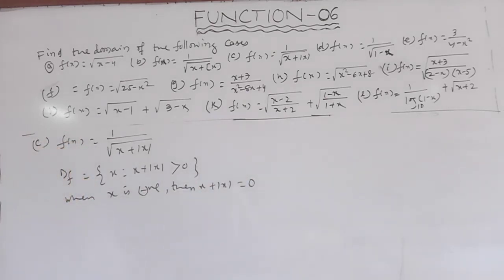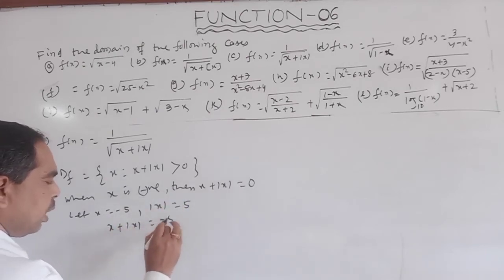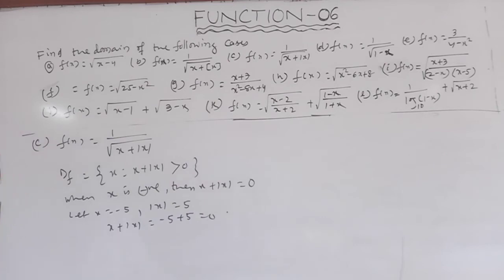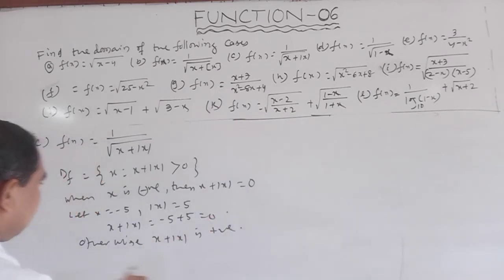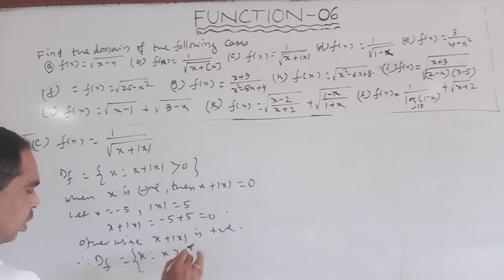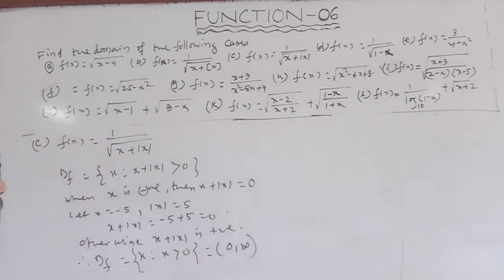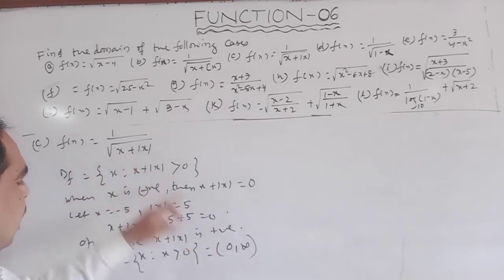When x is negative, let x is equal to -5, then mod x is equal to +5, so x plus mod x is equal to -5 plus 5, which is equal to 0. So when x is negative, x plus mod x is 0. Otherwise x plus mod x is positive. Therefore the domain of f is x such that x is greater than 0, which is 0 to infinity.